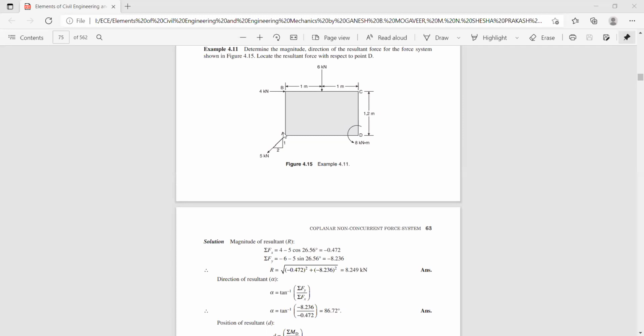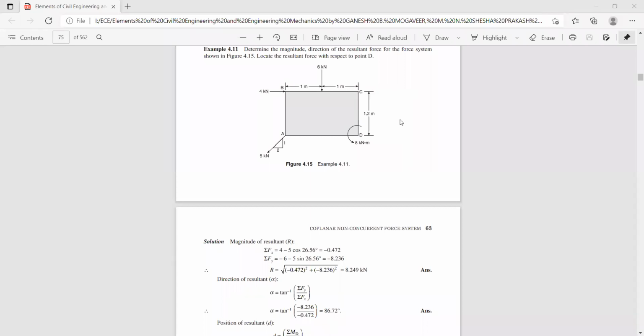For the vertical component of this force, it is 5 sine 26.56. It creates an anti-clockwise moment with respect to this point. So it is minus 5 sine 26.56 into the distance, which is 2 meters. So minus 5 sine 26.56 into 2. Now the 4 kilonewton force. If you extend the line of action of this force, it is acting like this.